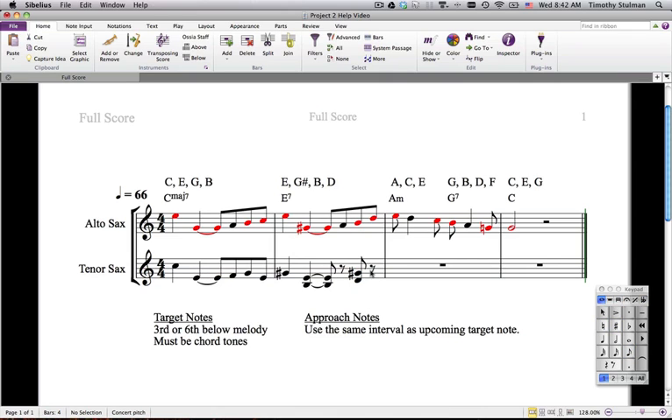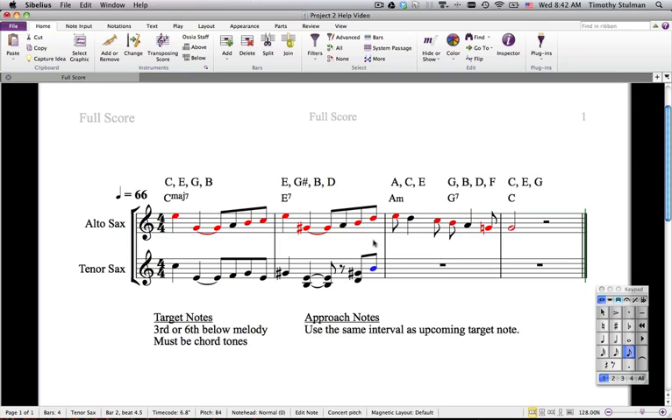For the last note in this measure, we have a D. A third below is a B, and a sixth below is an F. Notice that the F is not a chord tone, and so we can't use it.